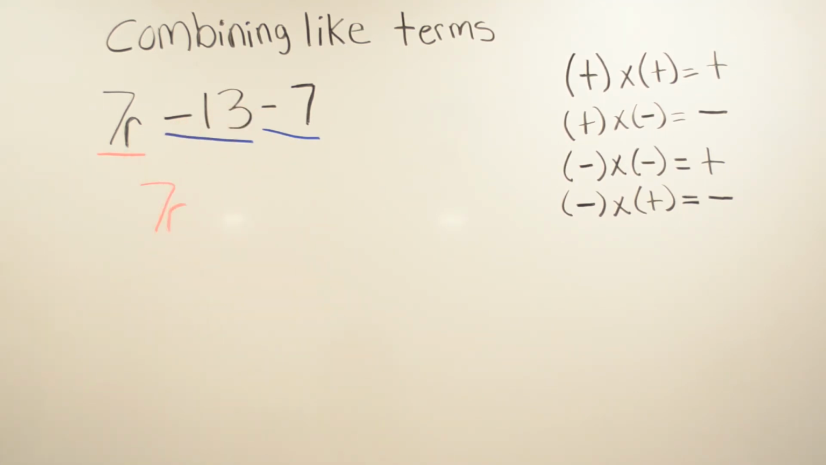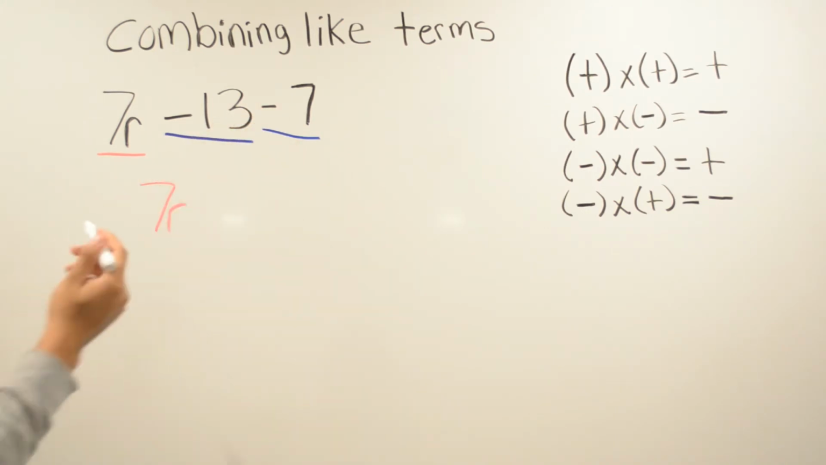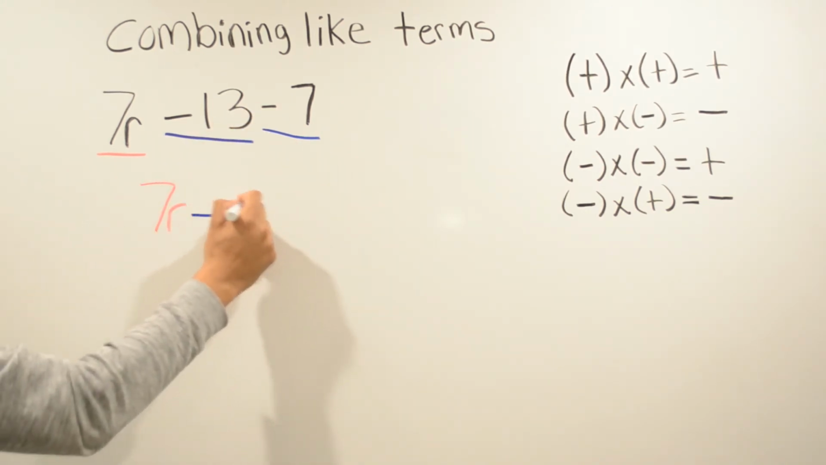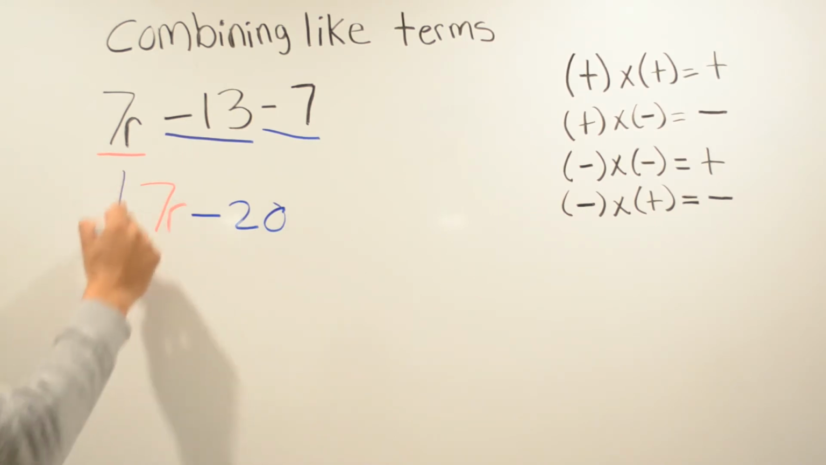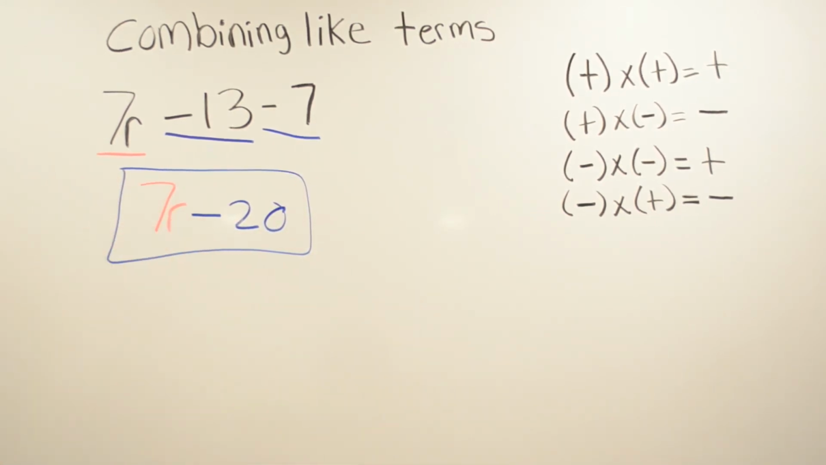So what you're going to do is add. Negative 13 and a negative 7 is going to be negative 20. So your answer is going to be 7r minus 20.